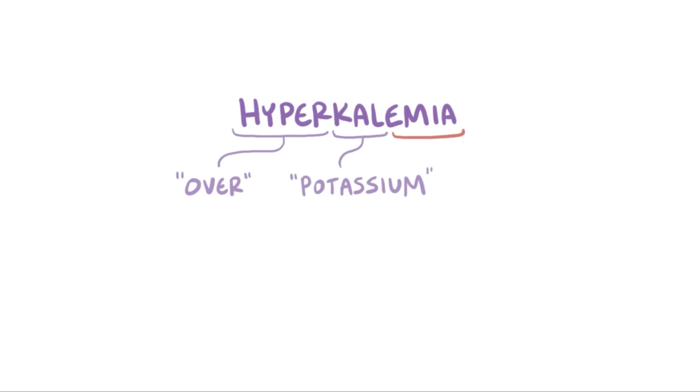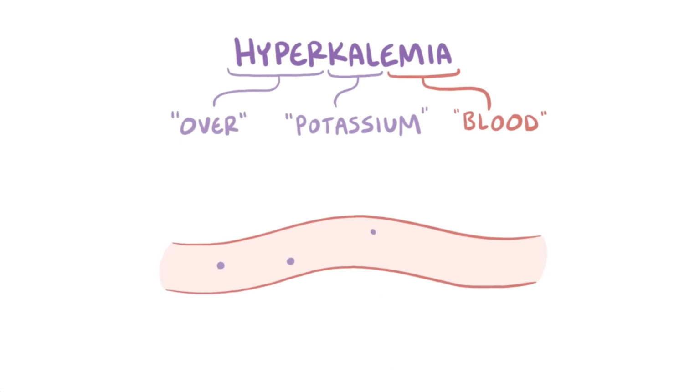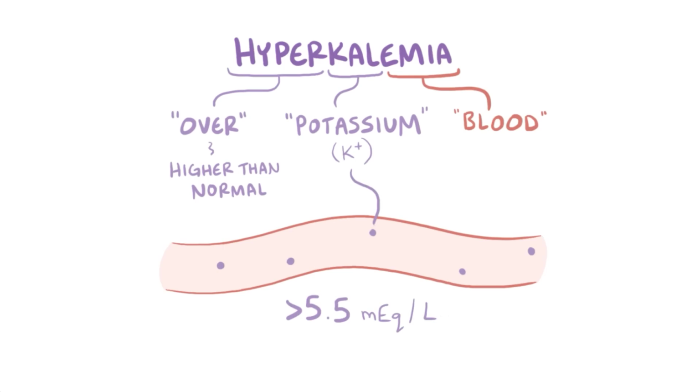With hyperkalemia, hyper means over and kal refers to potassium, and emia refers to the blood. So hyperkalemia means higher than normal potassium levels in the blood, generally over 5.5 milliequivalents per liter.